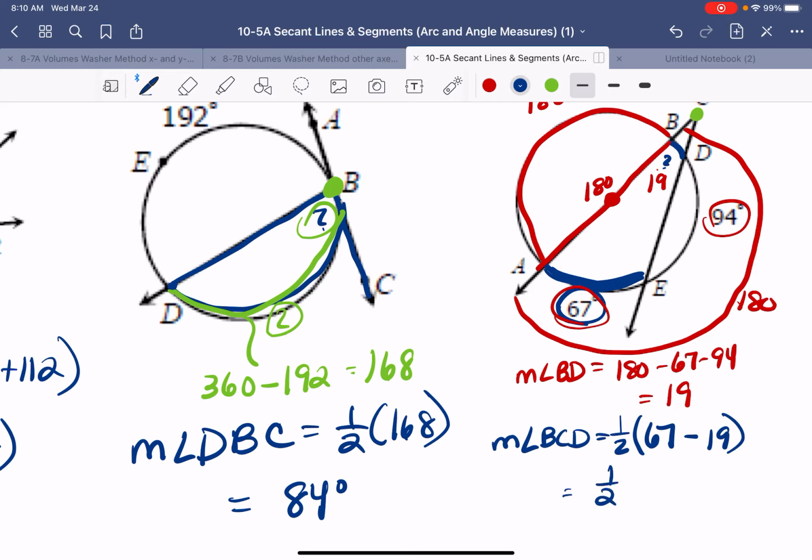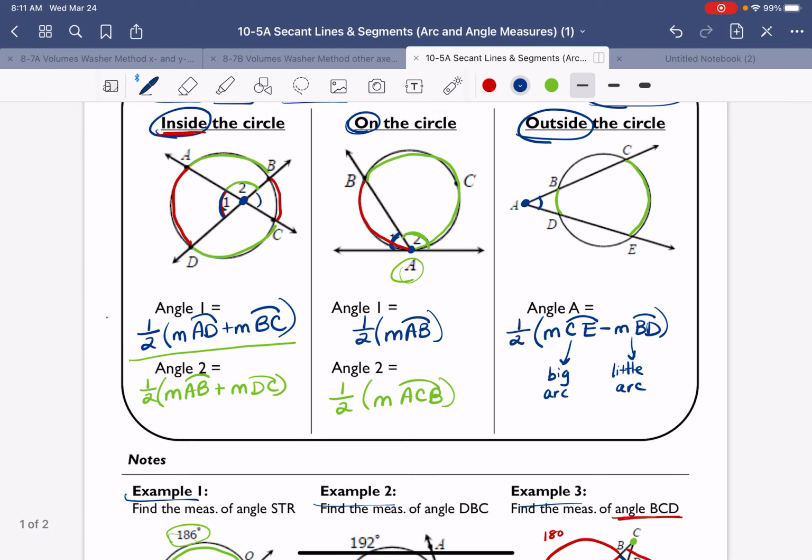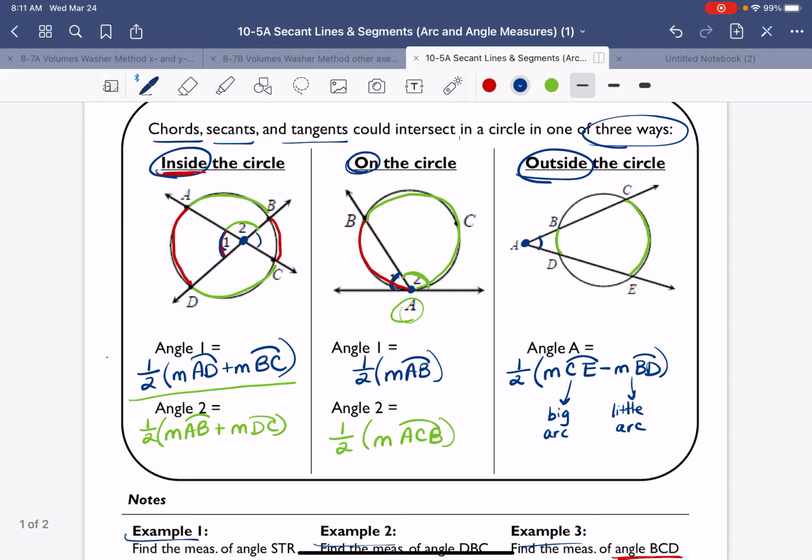So 1/2 times 67 minus 19 is 48. And then that all equals 24 degrees. So right there, we wanted to start this off by giving you 3 simple examples of how to do all of this. Now, again, it's just a matter of remembering what formulas you have to do.